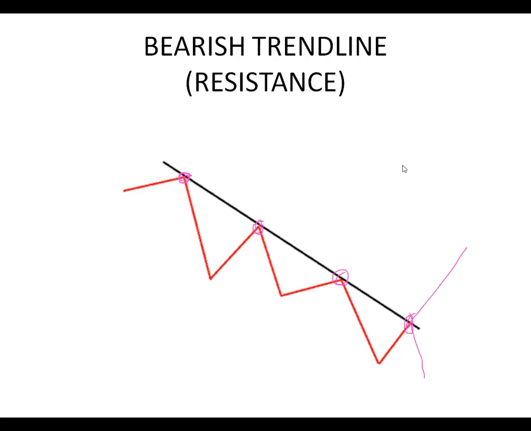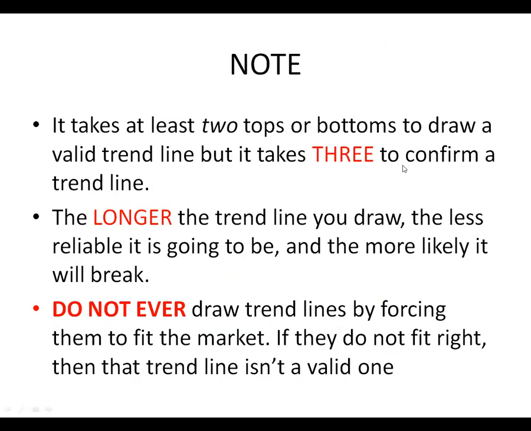Now you are beginning to understand what trend lines mean. Okay, now there are some key things to take note of when drawing a trend line. And this is where I want you to pay attention. Point number 1 says, it takes at least 2 tops or bottoms to draw a valid trend line, but it takes 3 bottoms or 3 tops to confirm a trend line.